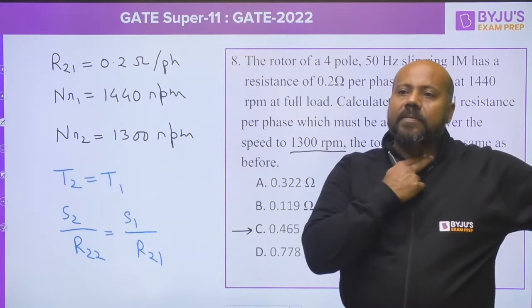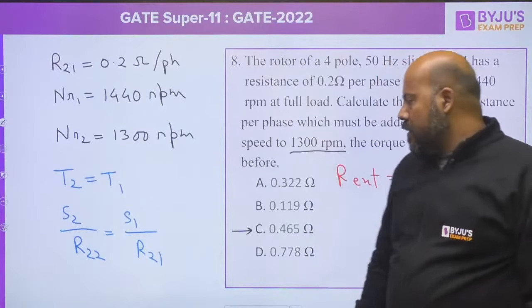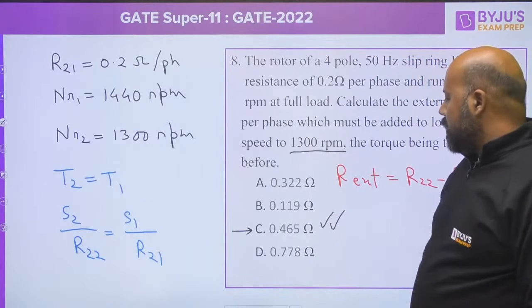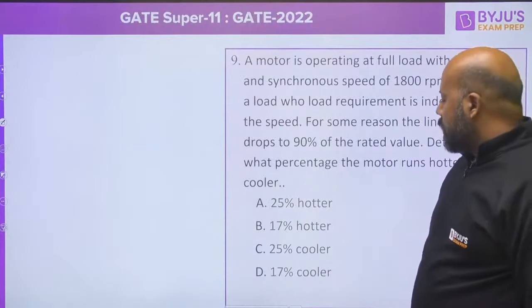Can we go to the next question? Yes, 465. 0.465 you must be getting as the correct answer. Let us see the next question.